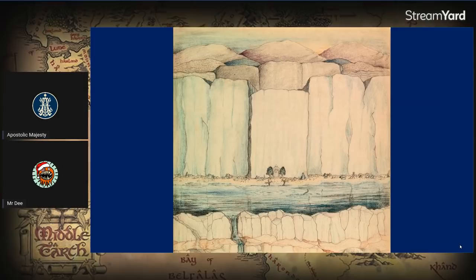Yes, and this image is wonderful. It does conjure up a sense of foreboding doom, both in the water but also in the mountains above, and in the impenetrability of the mountains. This is the case with all of these dwarven cities.